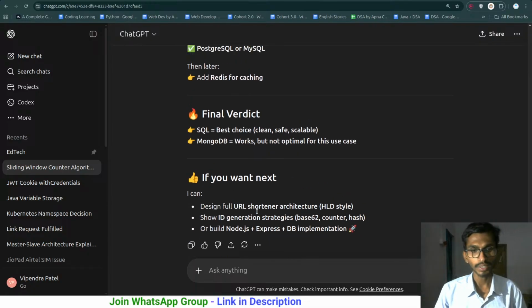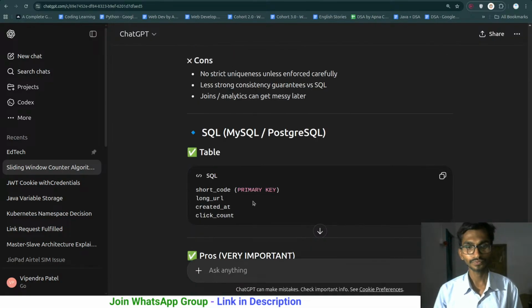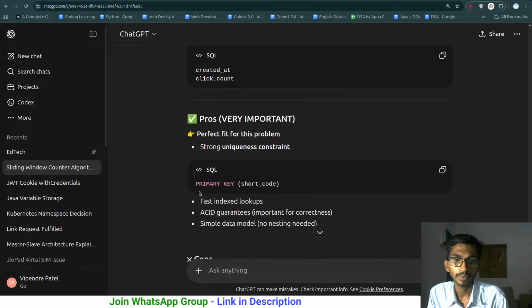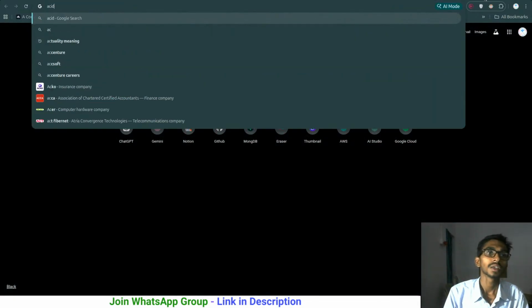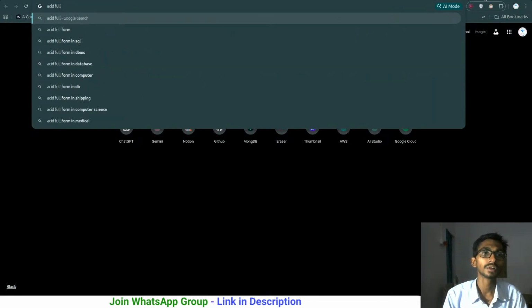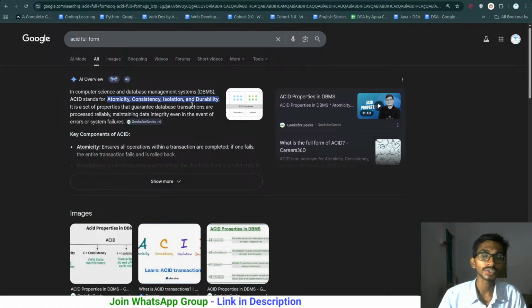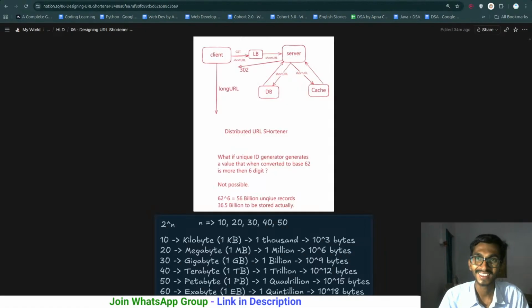So let's simply go through that. Even in SQL you can have primary keys. SQL is a perfect fit for this problem: strong uniqueness constraints, fast index lookup, ACID guarantees, atomicity. I forgot the full form of this. What is the full form of ACID? Atomicity, consistency, isolation, durability. Okay, never mind.